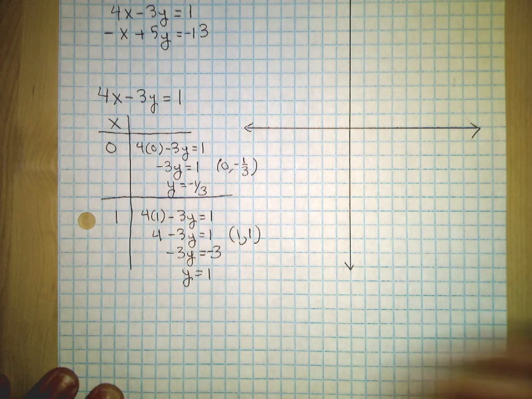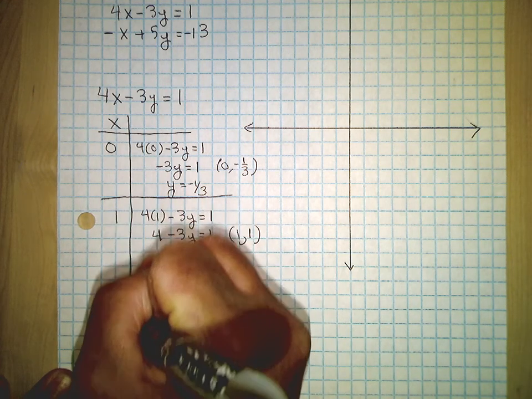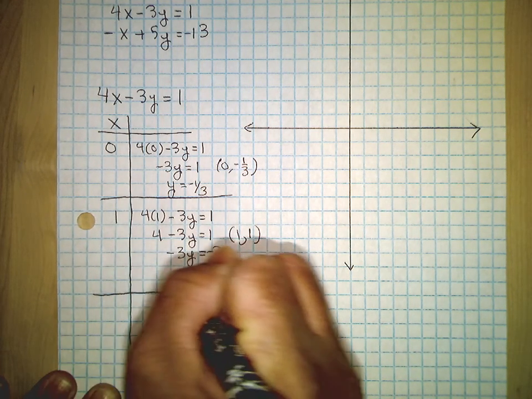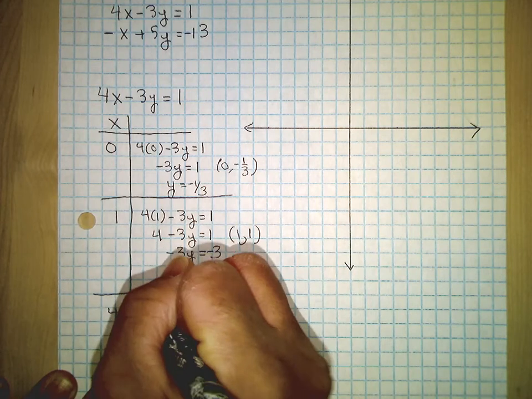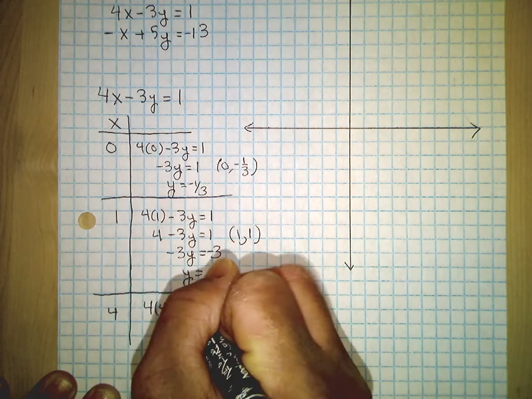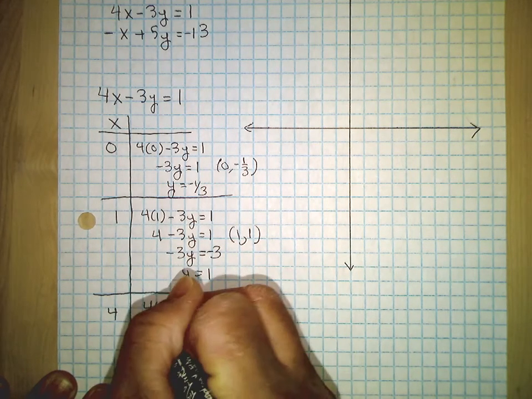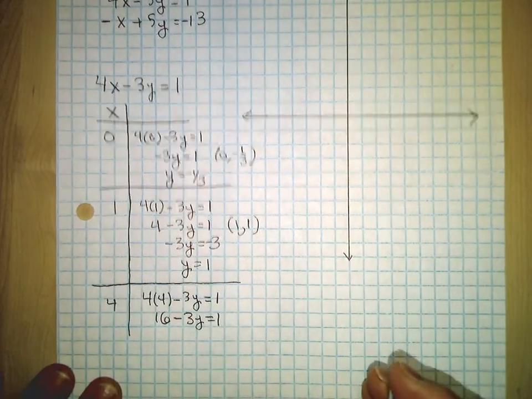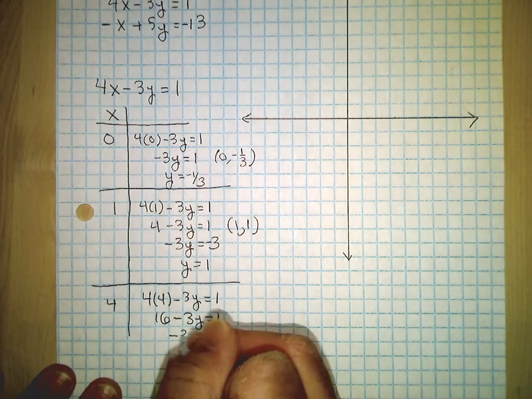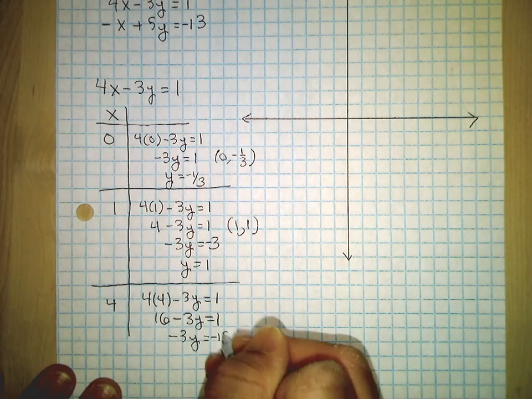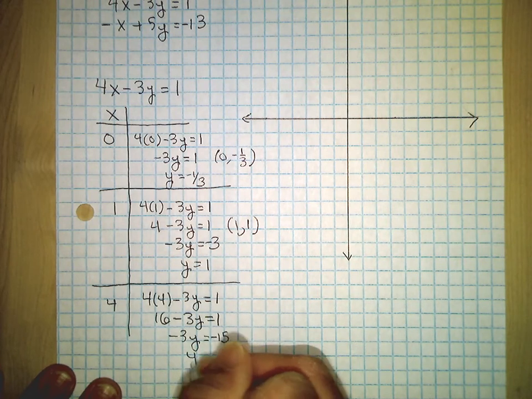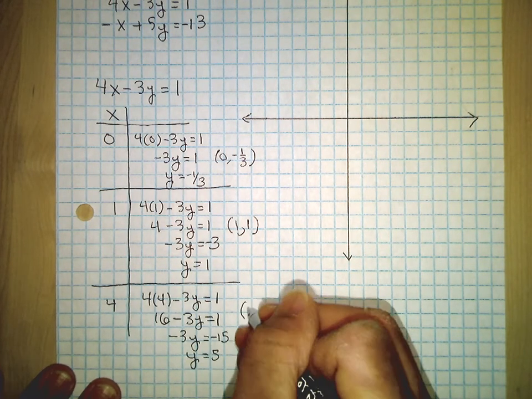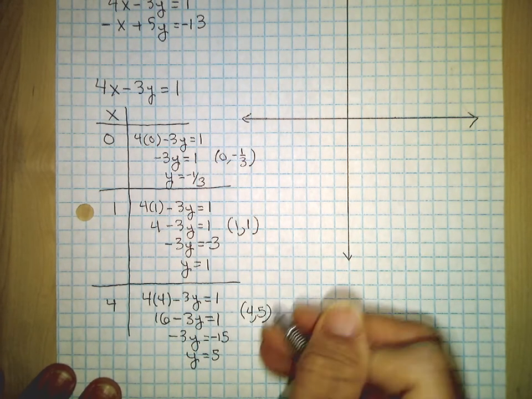All right, now again, you can pick any x value, so I'm going to pick, say, 4, and 4 times 4 minus 3y is 1. 16 minus 3y is 1. Subtract the 16, so negative 3y is negative 15. Divide by negative 3, so y is 5. So we have a point at 4, 5.